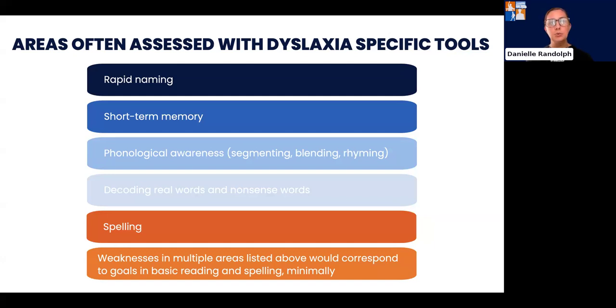Like I said, sometimes schools will lump them together, especially if they're doing some sort of Orton-Gillingham or Wilson reading program. A lot of times they're going through the same steps and they're focusing on reading and spelling together. And so it would make sense we would have one goal addressing them.